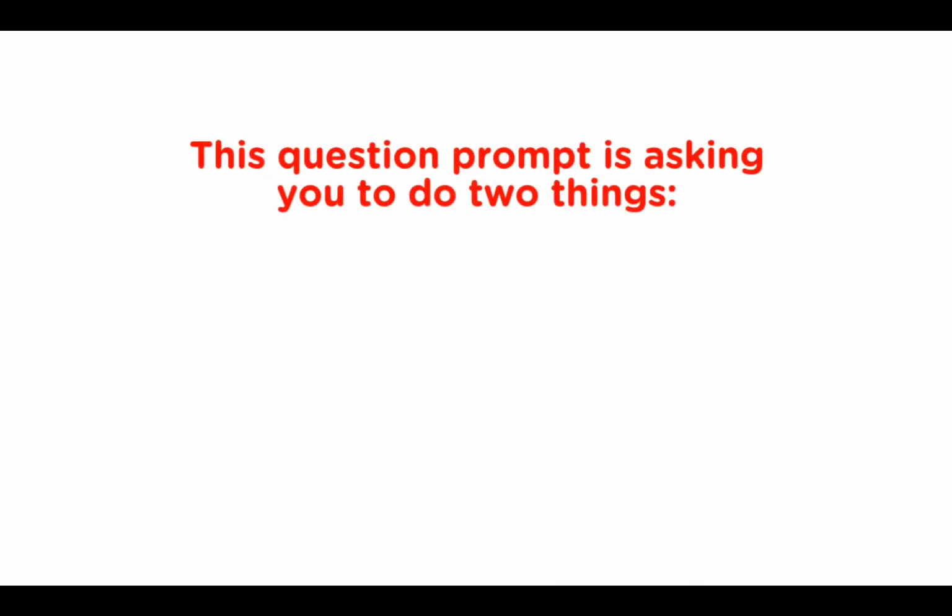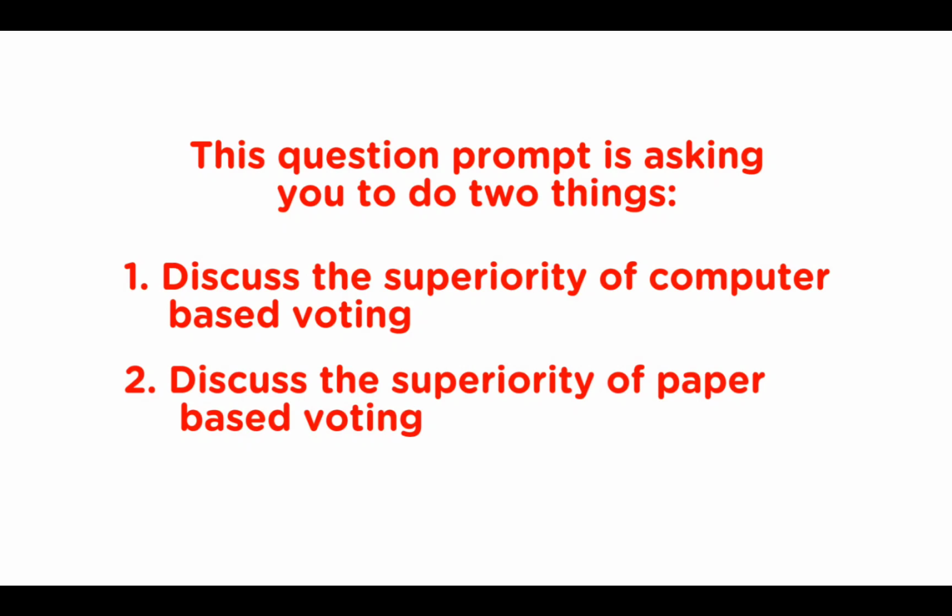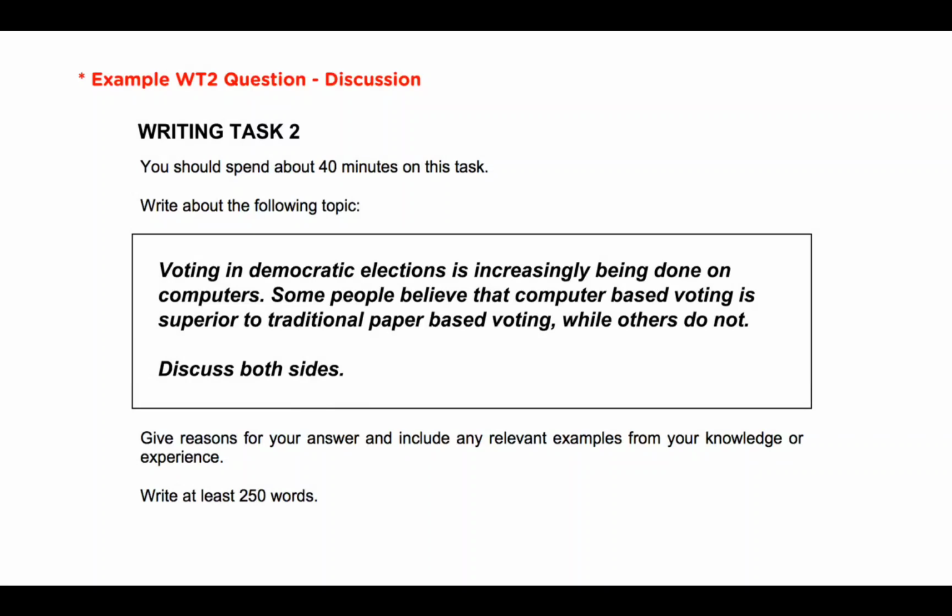This question prompt is asking you to do two things. First, discuss the superiority of computer-based voting. Second, discuss the superiority of paper-based voting. If you look closely, it says discuss both sides, which means you cannot only discuss one side. This particular question prompt does not ask you which side you agree with or what your opinion is. It simply asks you to write a balanced discussion looking objectively at both sides.